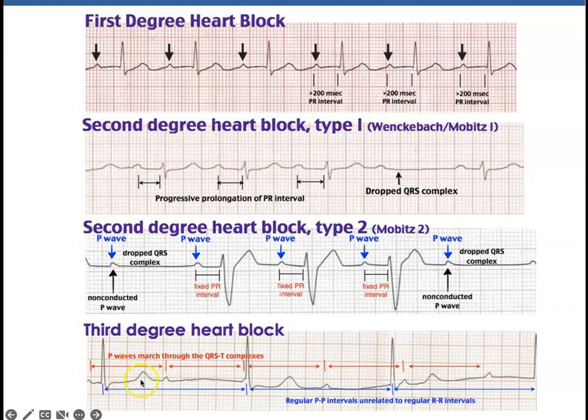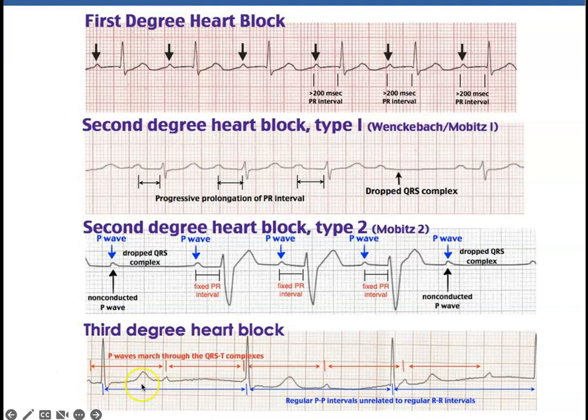have your P waves. So here's a P wave, QRS, here's your T. Then you have your P wave. There is no QRS immediately following that, but it happens later. And then you're coming through, here's your T, then here's a P, and then there's another big gap. And so what's happening here is the P waves are beating on their own. So your atria are depolarizing and causing contraction, but the ventricles aren't listening. The ventricles are doing their own thing.